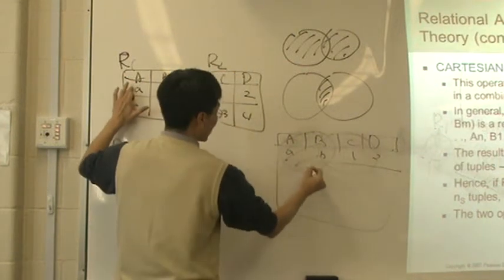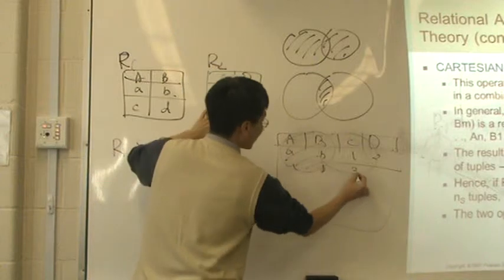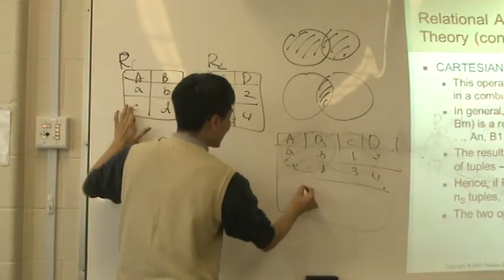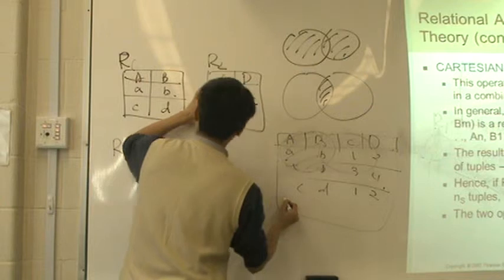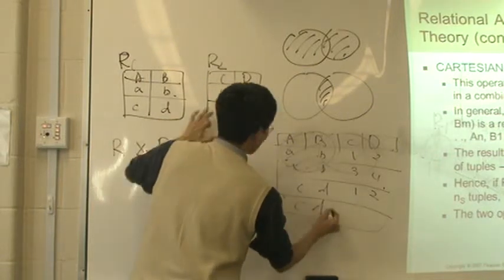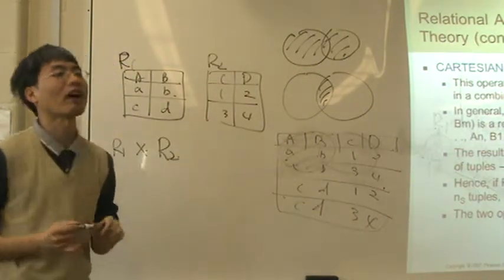1, 2. Next, A, B, 3, 4. Next, C, D, 1, 2. Then C, D, 3, 4. This is the Cartesian product.